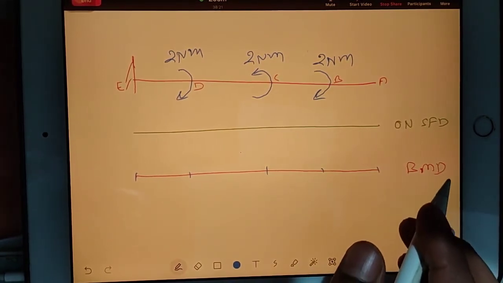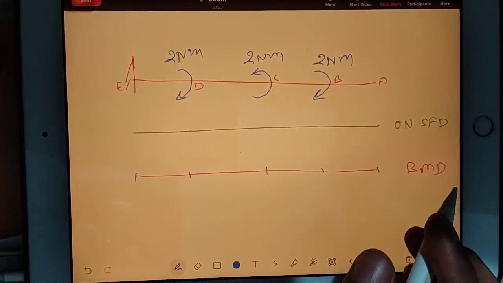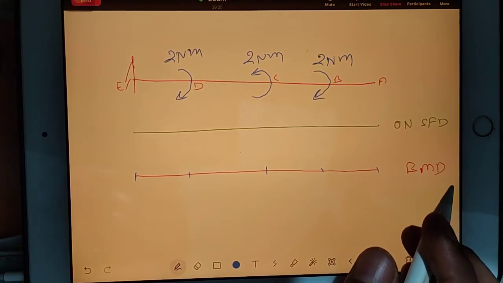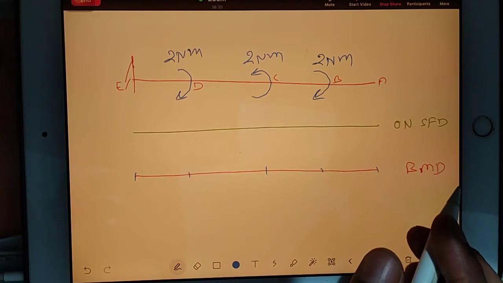Draw the BMD on my screen. Draw super fast.